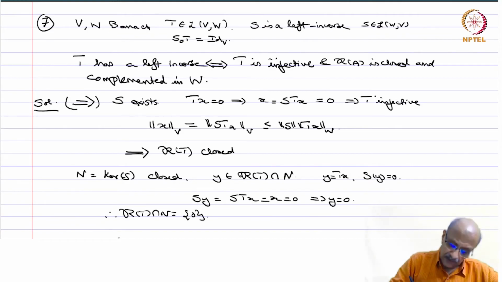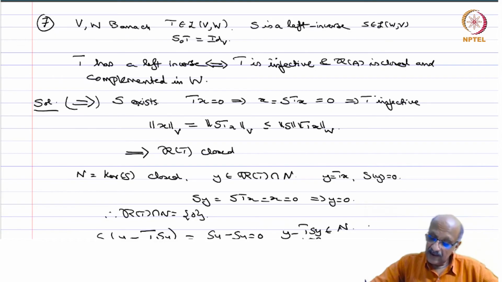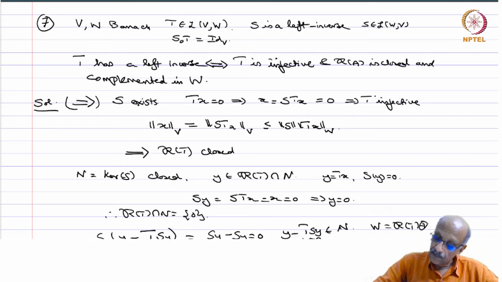Okay, now if you take y minus T of Sy and apply S to this, you get Sy minus ST, which is identity, times Sy, so this is 0, and therefore y minus T of Sy belongs to N. Okay, and this belongs to range of T, and therefore you have shown that W is range of T direct sum N, so it is complemented as well. Okay, so now for the converse.